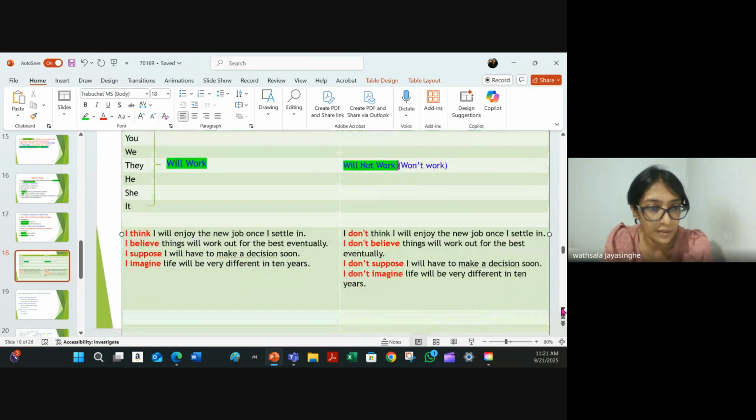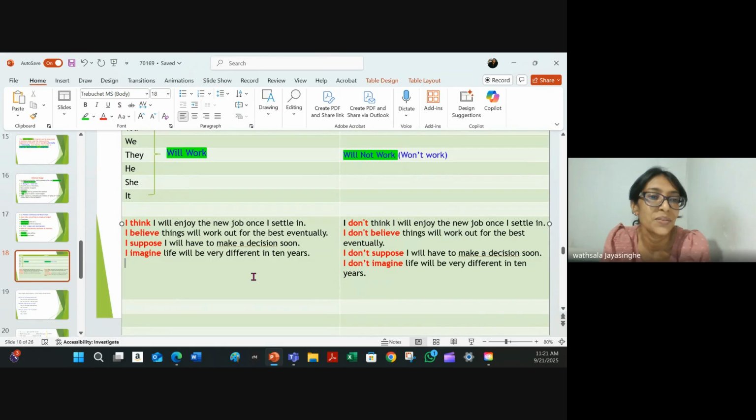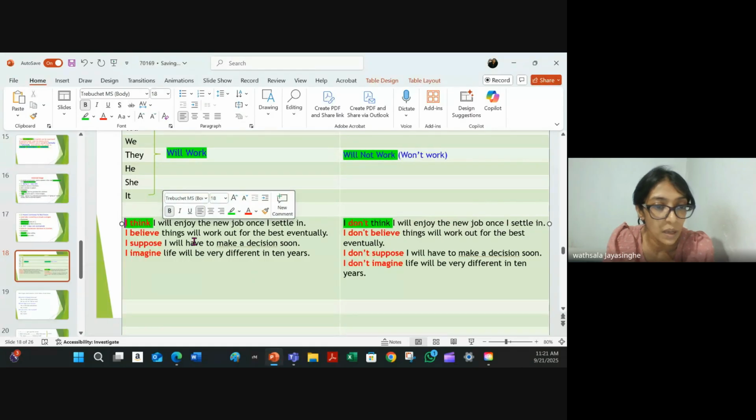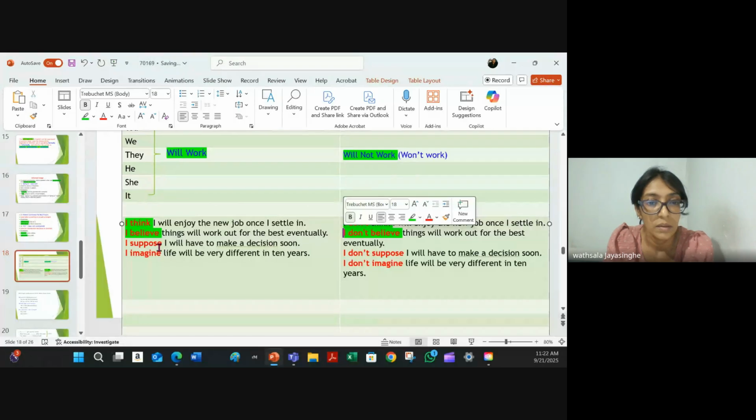So this is the additional thing. We can add: I think I will enjoy the new job once I settle down. I believe things will work out for the best eventually. I suppose I will have to make a decision soon. I imagine life will be very different in 10 years.